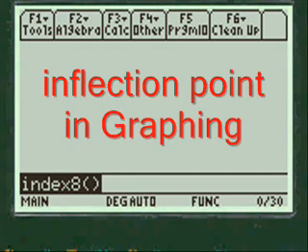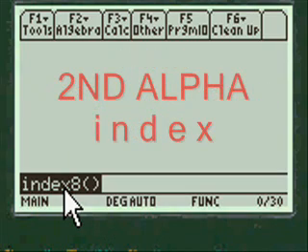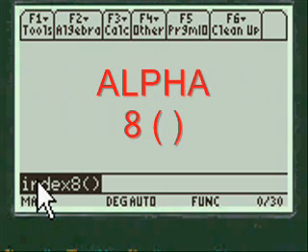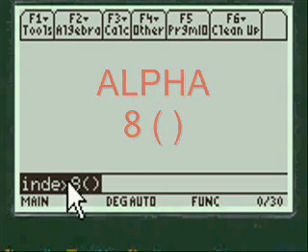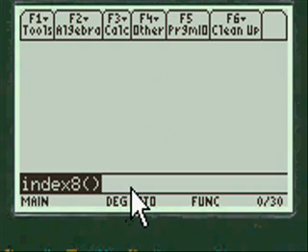To get to my menu, you have to press second alpha on the Titanium to enter letters in the home screen, and then you enter the letters INDEX. Press alpha again and enter the 8 and the close parentheses. Press enter and you're into my menu.